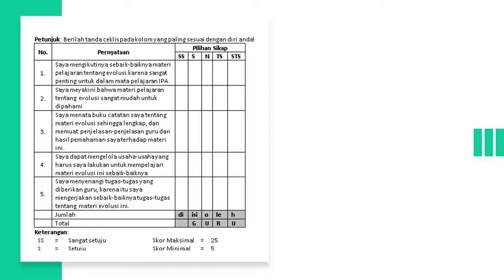And the last example is an instrument for assessing the affective side of the students. So you may see that this is the sentence that will be used to assess students' affective side, specifically interest in the lesson. And this instrument uses Likert's scale to know the characteristic of student interest. Well, that's all from me.